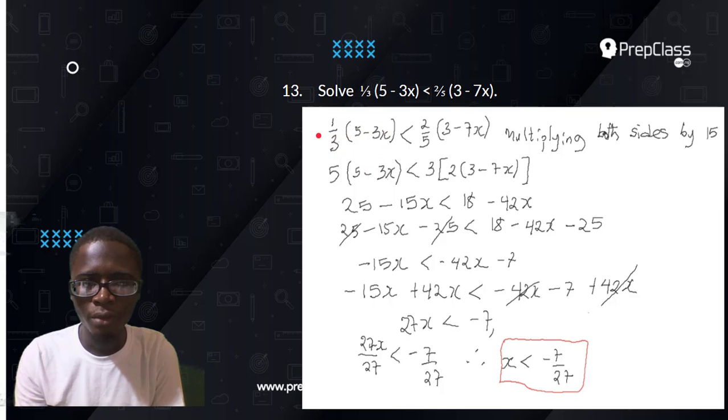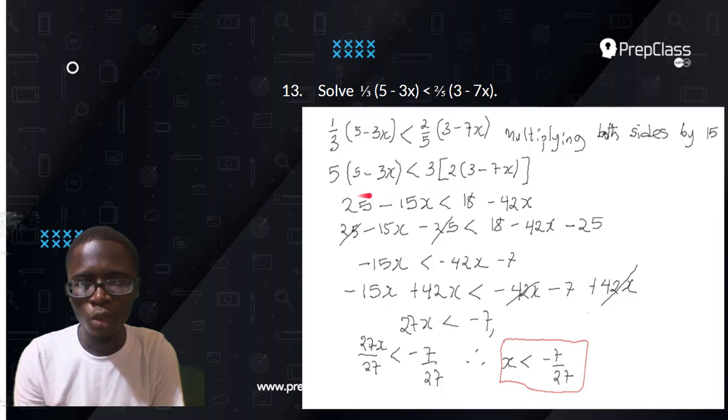So 3 into 15 is going to give us 5. So this is the 5. And the expression is still maintained here, as you can see. And on this other hand, 5 into 15 is going to give us 3. This is a 3. This 2 is still maintained here. This bracket is still maintained here. So far by multiplying both sides by 15, we resulted in this.